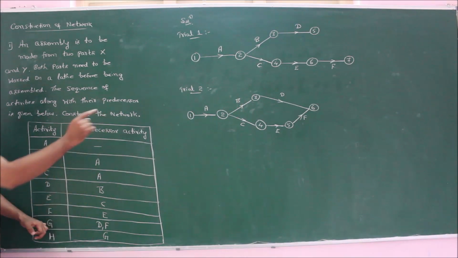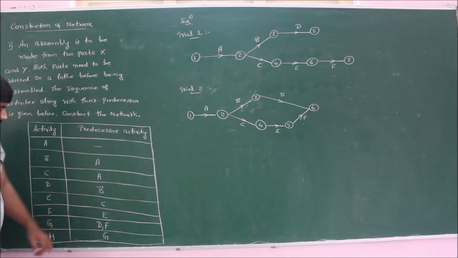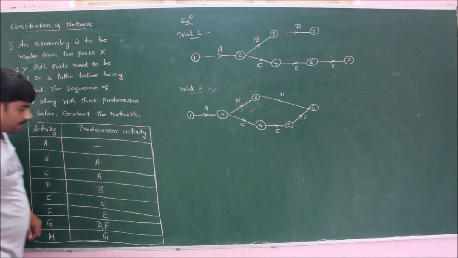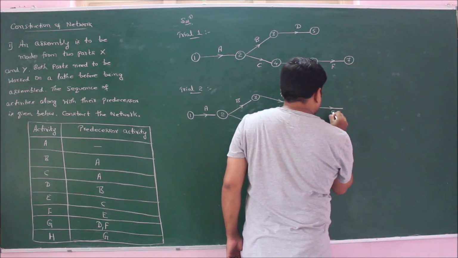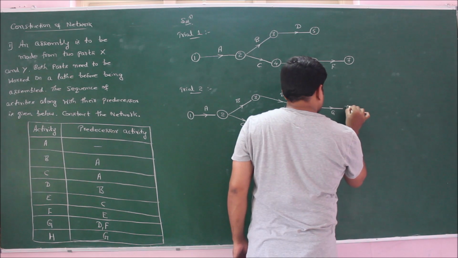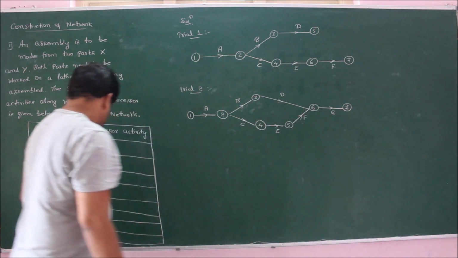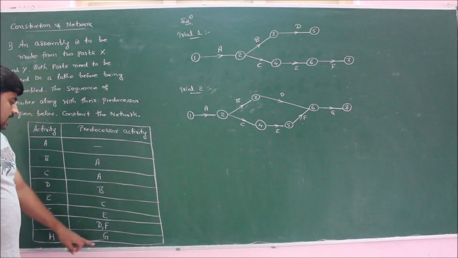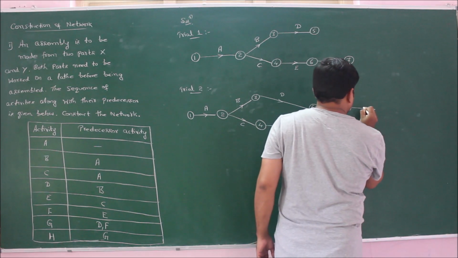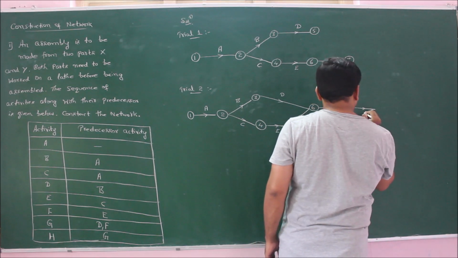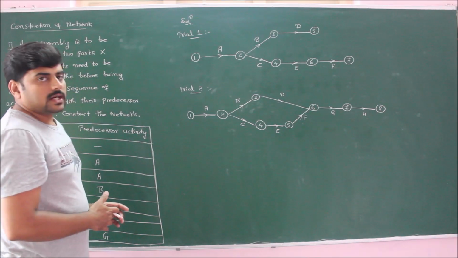From that merge event 6, that is the merging of activities D and F, we have activity G. So from here we have activity G, and the event will become 7. And finally, activity H is emerging from activity G. So one more activity is emerging from activity G, that is activity H. This completes the required network.